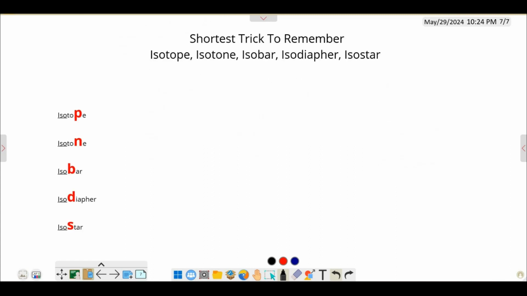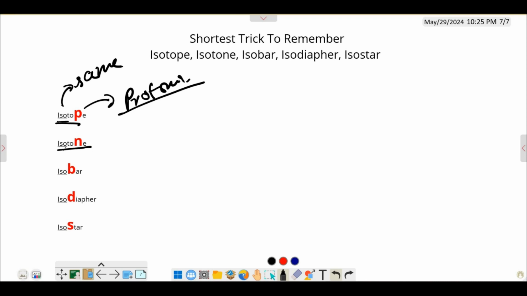Finally, we will learn one short trick which can be very effective to solve different kinds of tricky questions in the NEET and JEE papers. So what are isotopes? In isotopes, iso means same, and this P represents proton. So atoms which have the same number of protons are called isotopes. It is as simple as that.